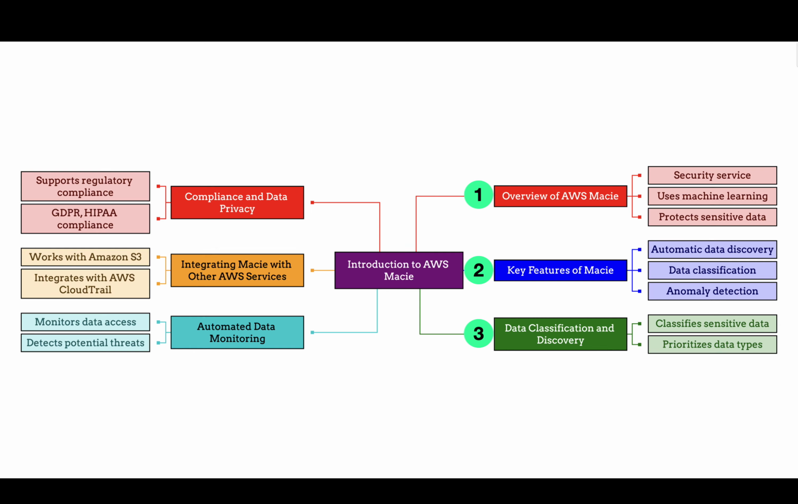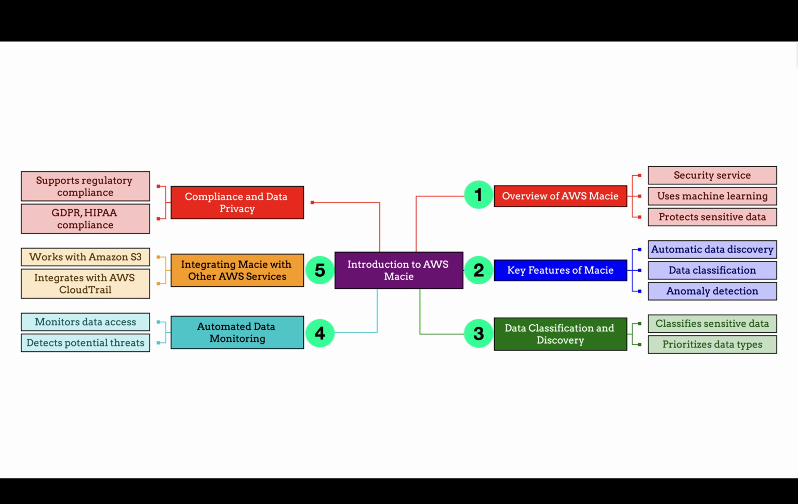3. Data classification and discovery. Macie classifies and prioritizes sensitive data such as personally identifiable information, PII, or intellectual property. 4. Automated data monitoring. Continuously monitors data access and movement for anomalies that indicate potential security threats or risks.